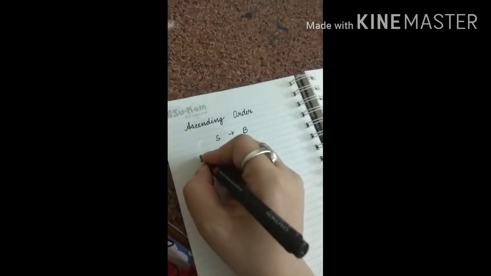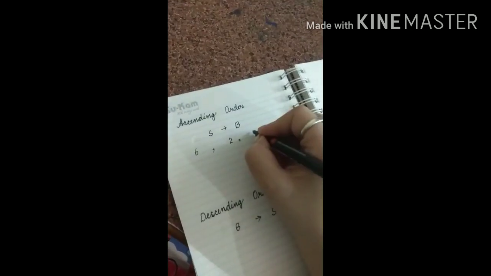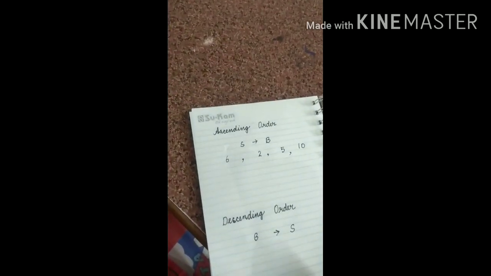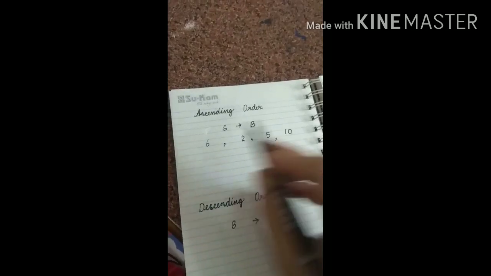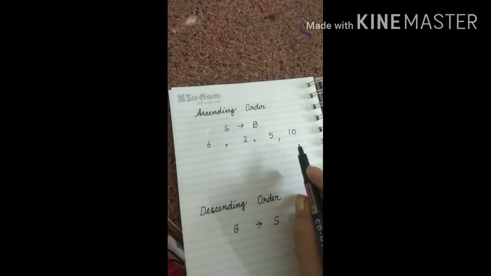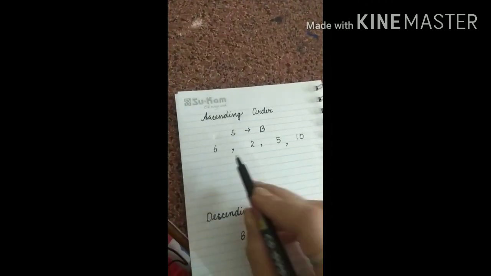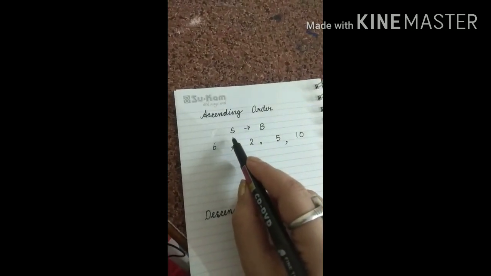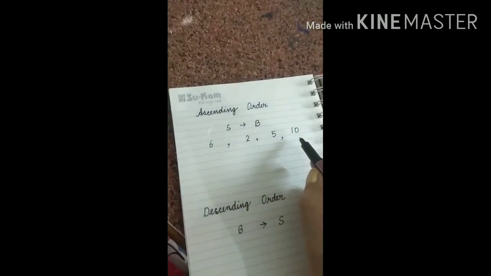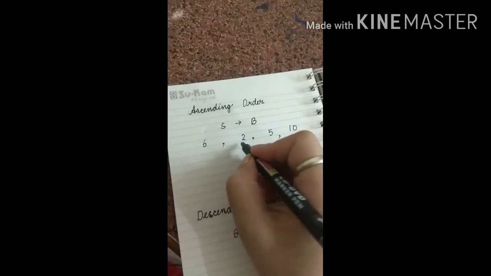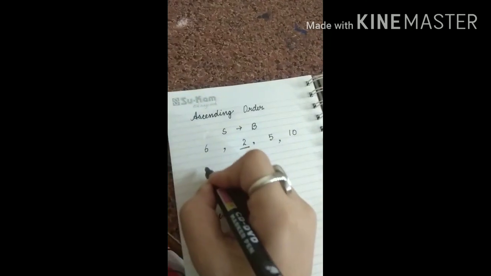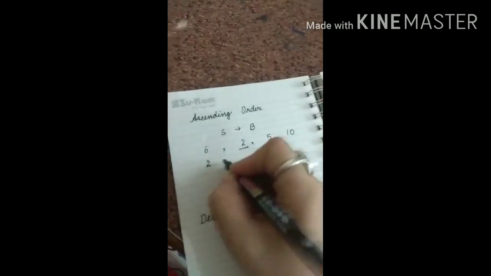So now, we are taking 6, 2, 5 and 10. So this is the question given. If you have to write in ascending order, how will you write? First of all, we will see which number is the smallest in all these numbers, because in ascending order, we will start with the smallest number. So the smallest number is 2. So first of all, we will start with 2.